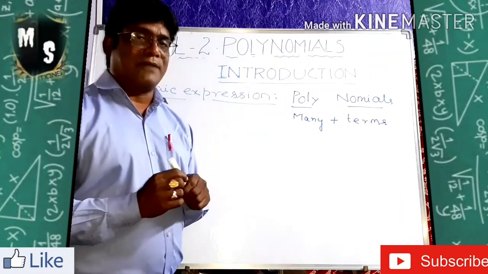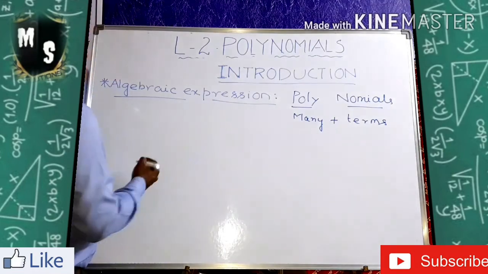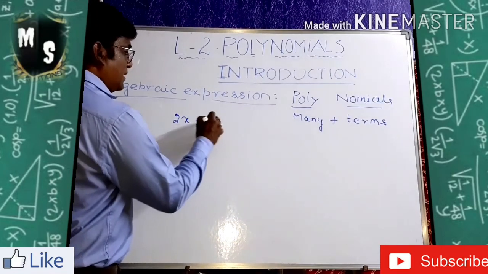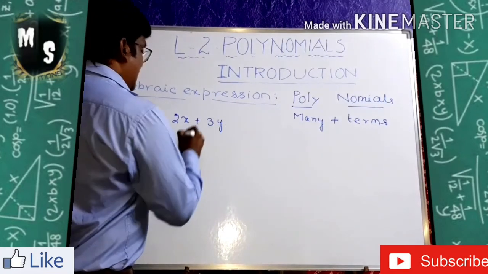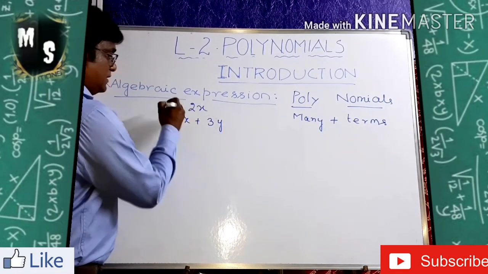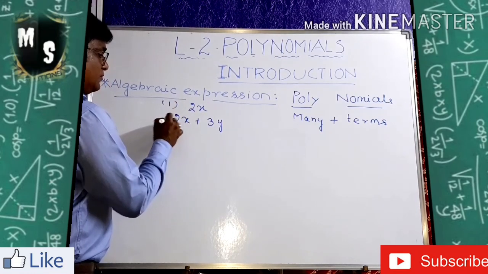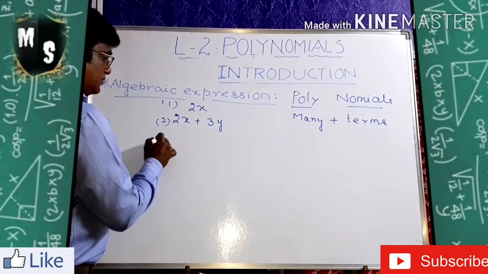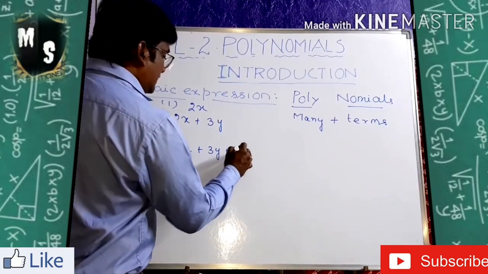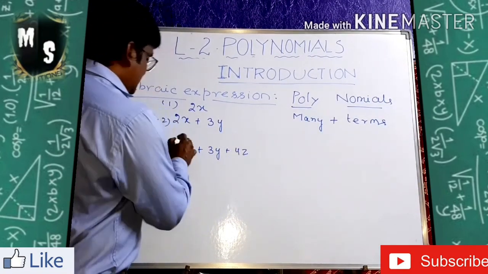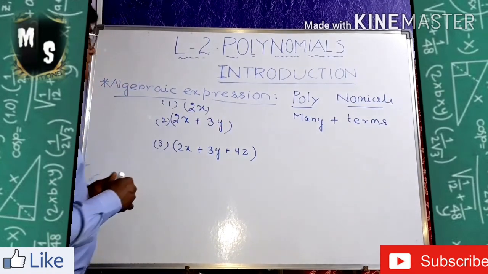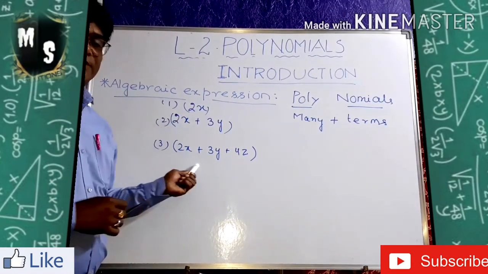Let's go for an example of an algebraic expression. I am showing you here 2x plus 3y. The first one is 2x. The second one is 2x plus 3y. The third one, let it be 2x plus 3y plus 4z. Now in these three, please try to understand these three types of expressions.